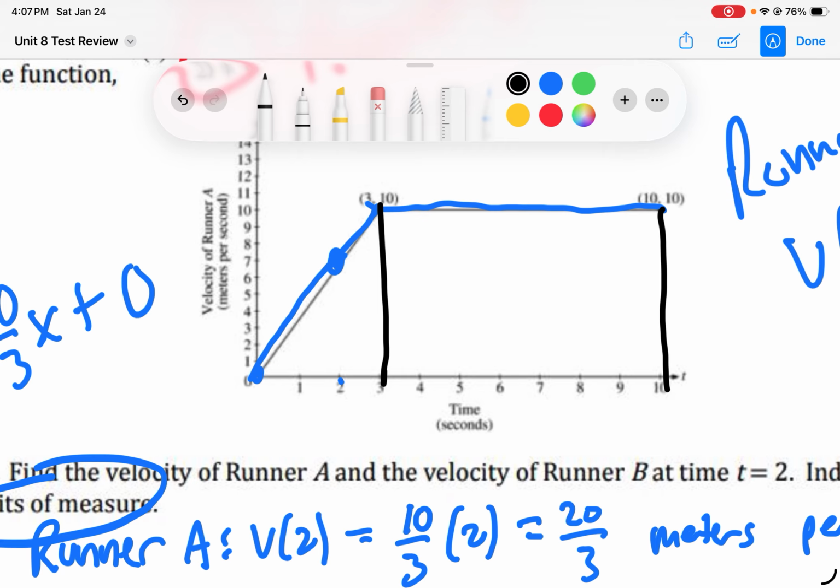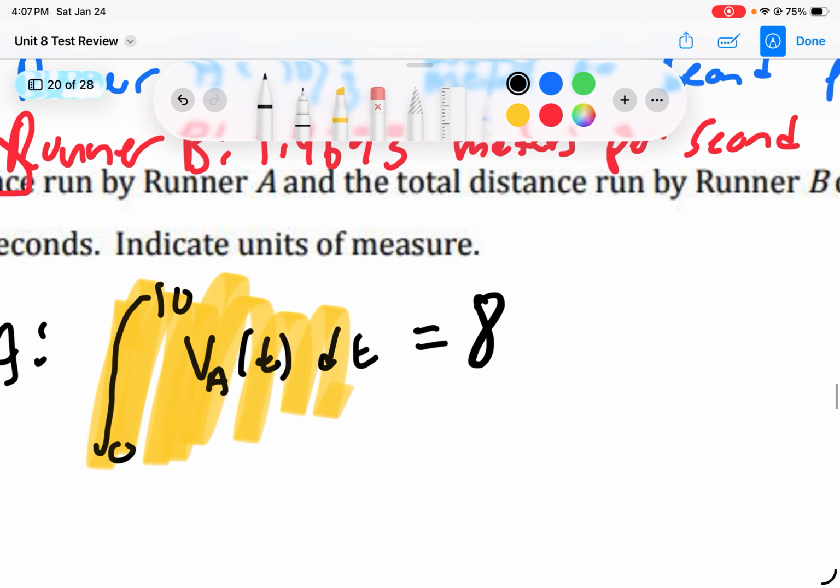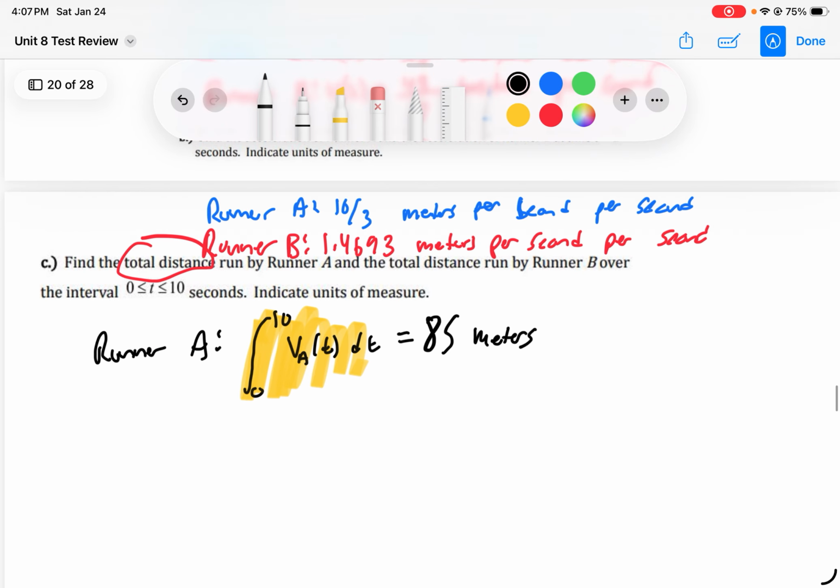So 3 times 10 is 30. Divide that by 2, that would be 15. And this would be 3 to 10 is 7. 7 times 10 is 70. Cut that in half. I think that's 35, right? Oh, but I don't cut it in half, dummy. 7 times 10 is 70. So add up 15 and 70, get 85 for runner A. 85 meters. All right, runner B.